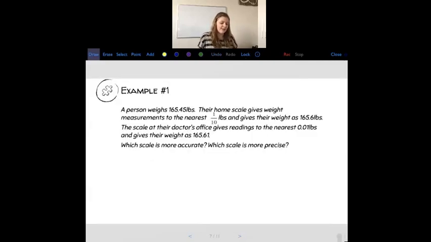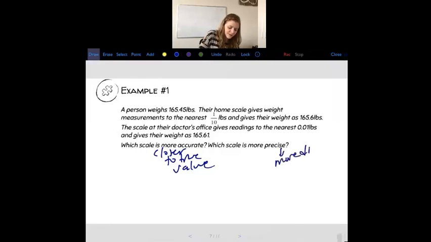Example 1. A person weighs 165.45 pounds. Their home scale gives weight measurements to the nearest 1/10 of a pound and gives their weight as 165.6 pounds. The scale at the doctor's office gives readings to the nearest 0.01 pounds and gives their weight as 165.61. Which scale is more accurate and which scale is more precise? So when you're determining which is more accurate, which one is closer to the true value? And when you're determining which scale is more precise, you're looking at which scale has more digits, or more numbers that describe the measurement.